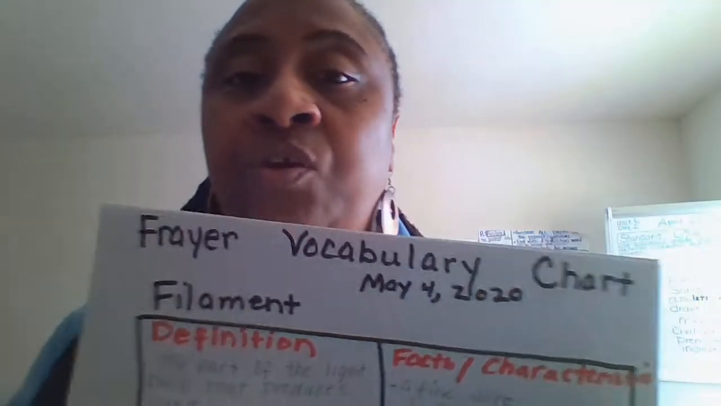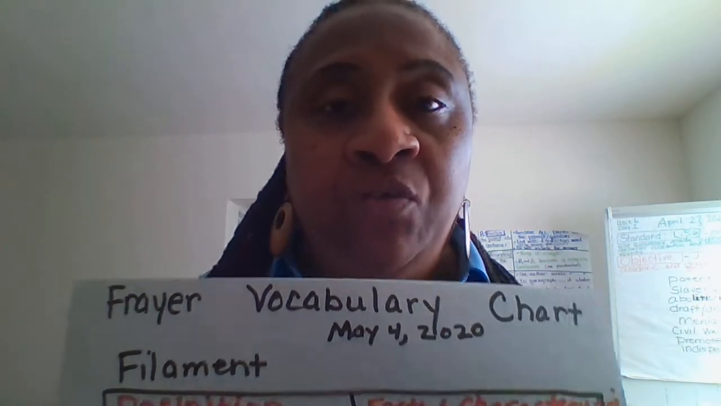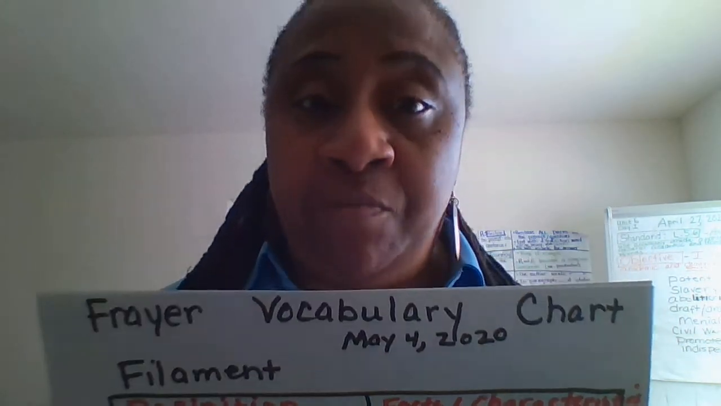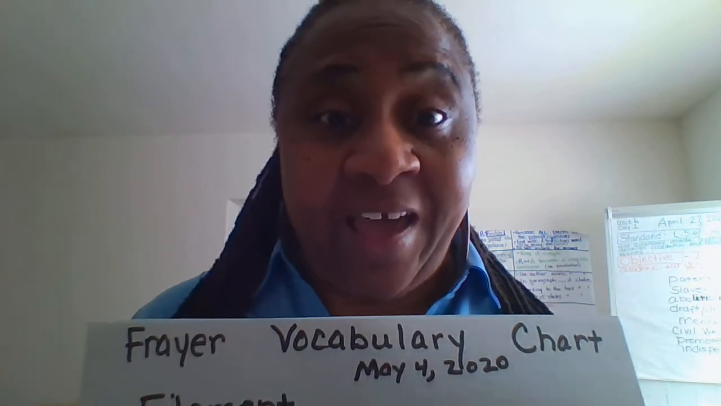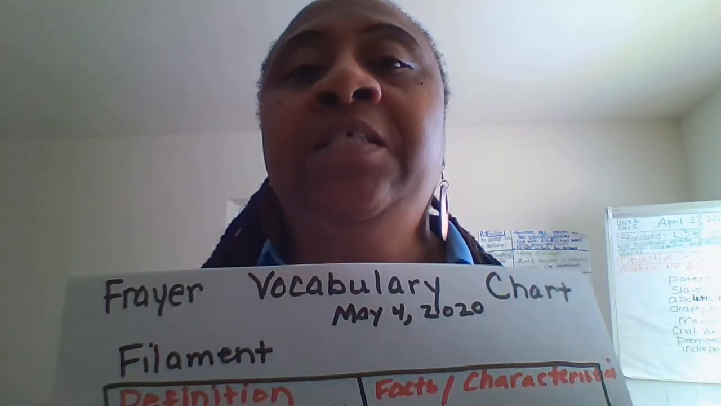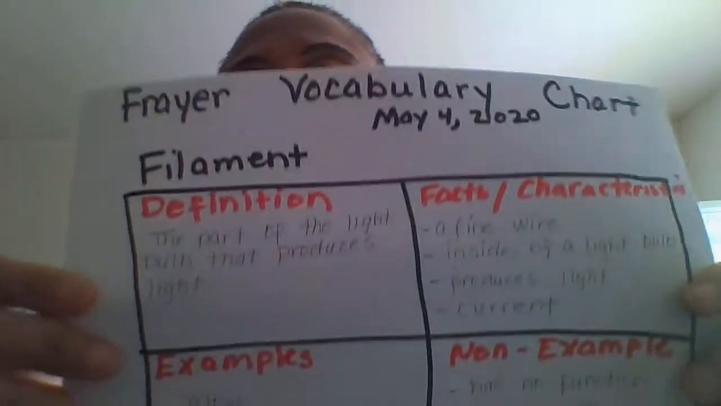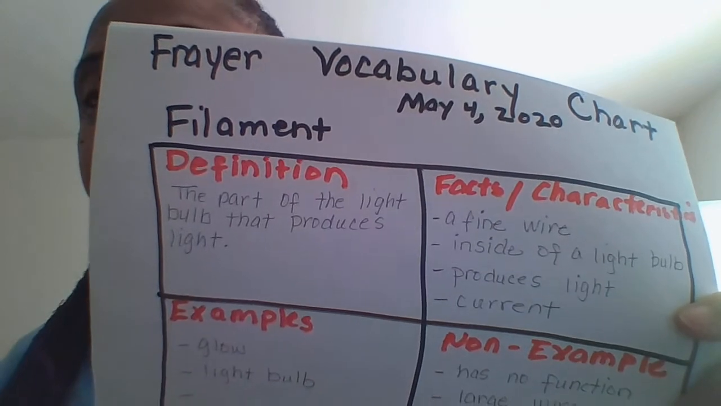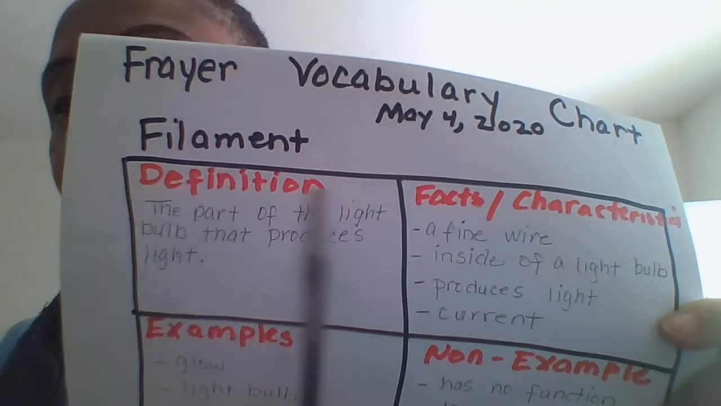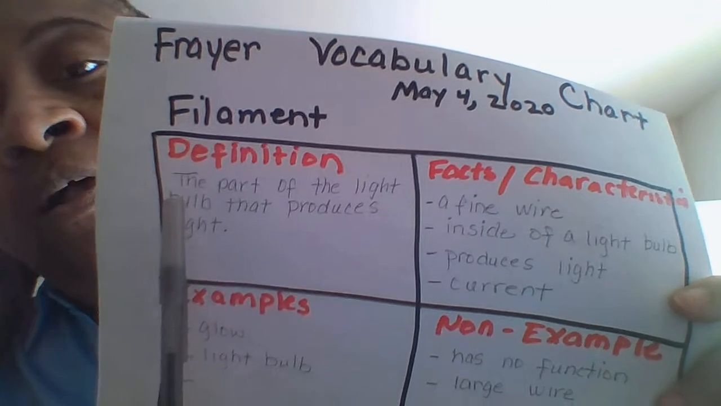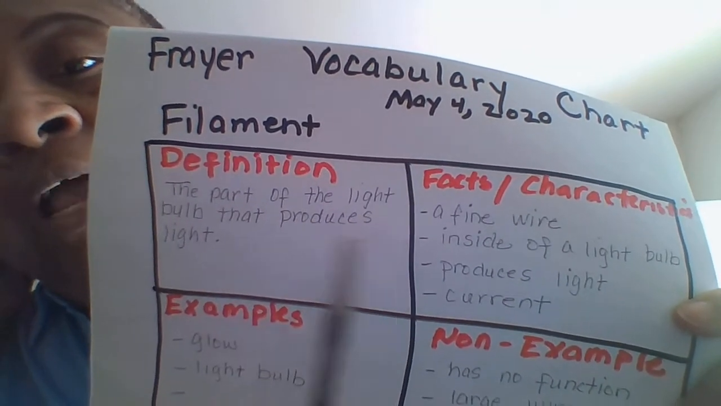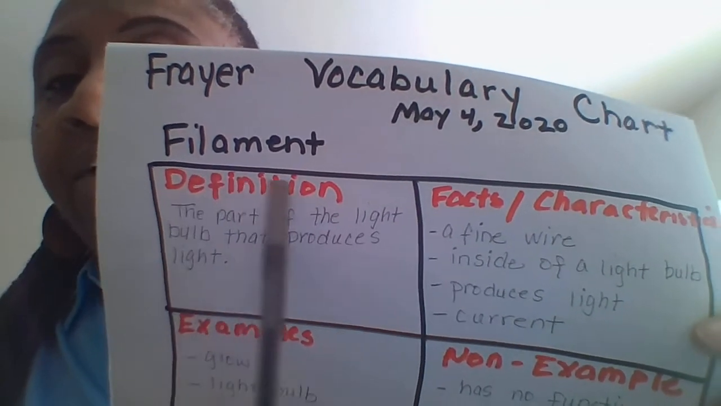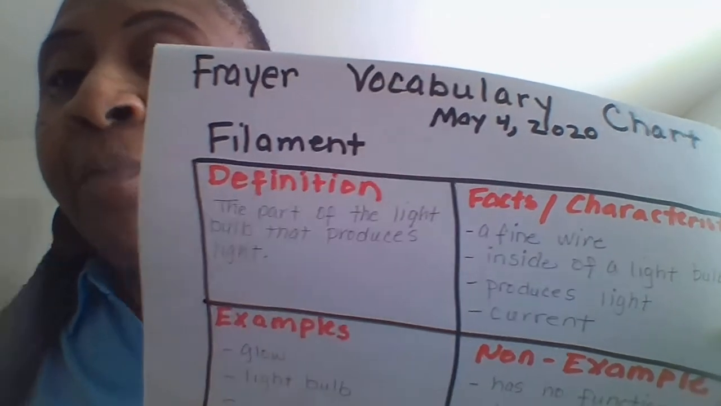Now, after you create your headers for each box, you're going to fill in the information that those headers are asking for. Now, let's look at the first one that I've done for you. The vocabulary word is filament. So in the definition box, I wrote the part of the light bulb that produces light. That is the definition of the word filament.